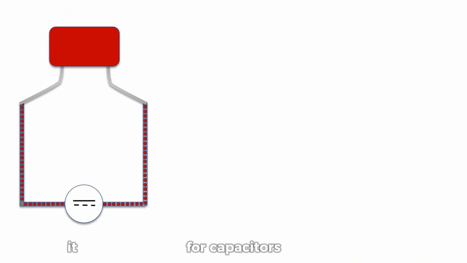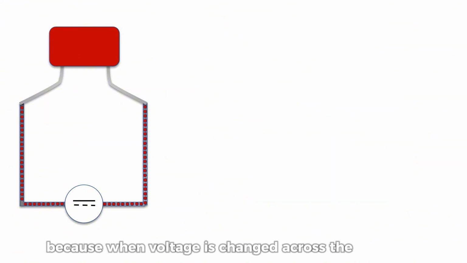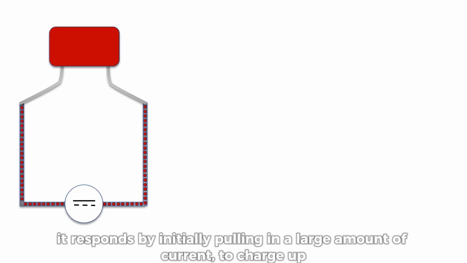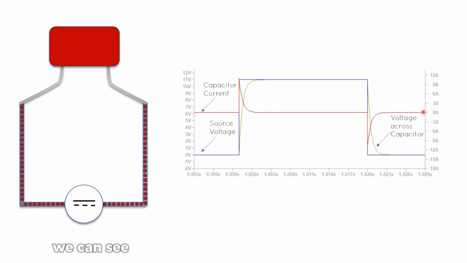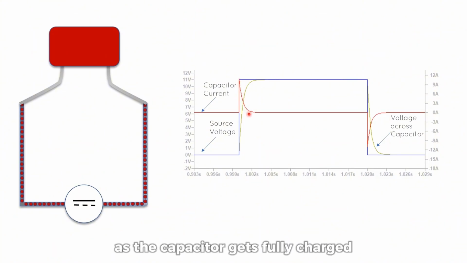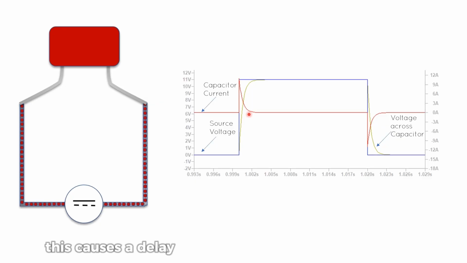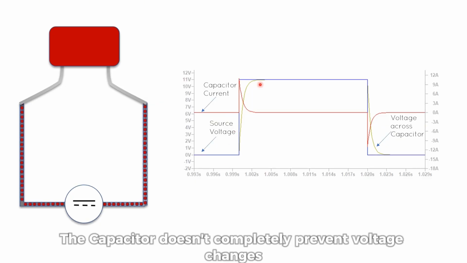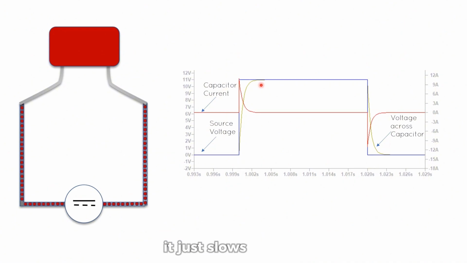For capacitors, it is said that capacitors resist change in voltage, because when voltage is changed across the capacitor, it responds by initially pulling in a large amount of current to charge up. We can see from 0 amps to 12 amps instantaneously. And this current pull reduces rapidly over time, as the capacitor gets fully charged. This causes a delay in voltage rise across the capacitor. The capacitor doesn't completely prevent voltage changes, it just slows them down.